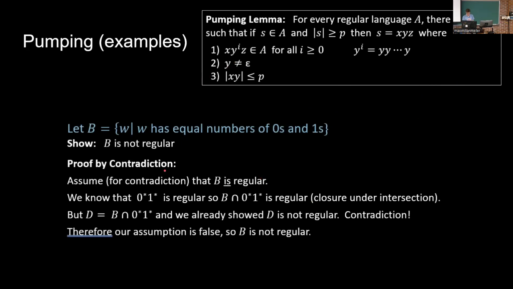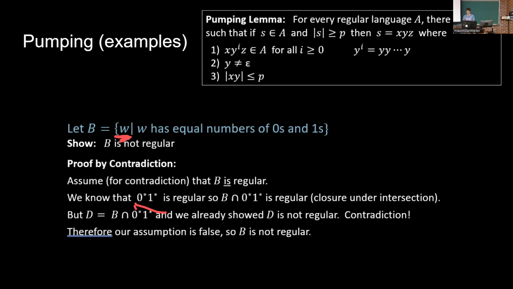Okay, yes, no, sorry. This doesn't use that. This says 0 star, 1 star is regular. Why is it regular? Well, it is. This is regular because it's literally just closure under regular properties, very straightforward. But this is regular.